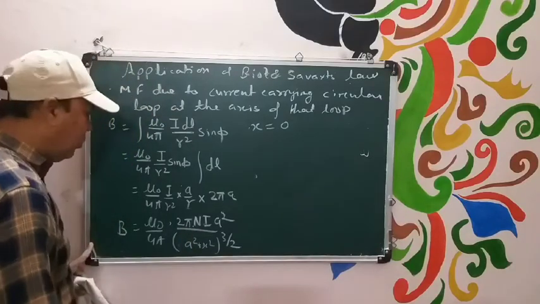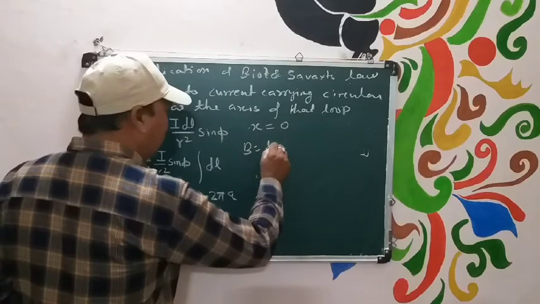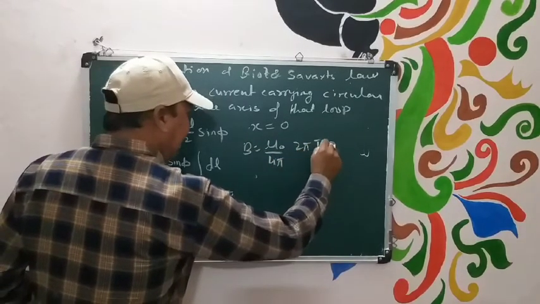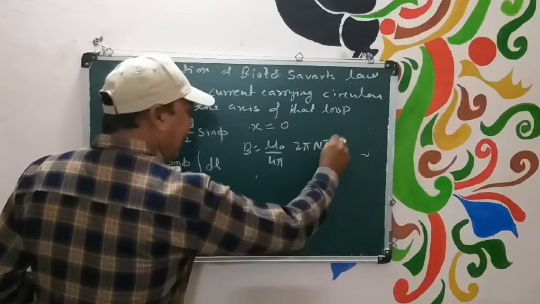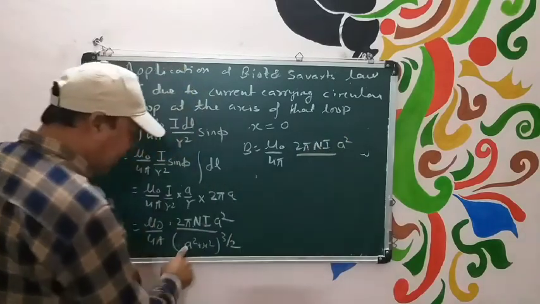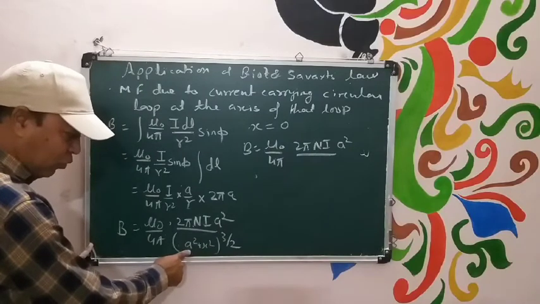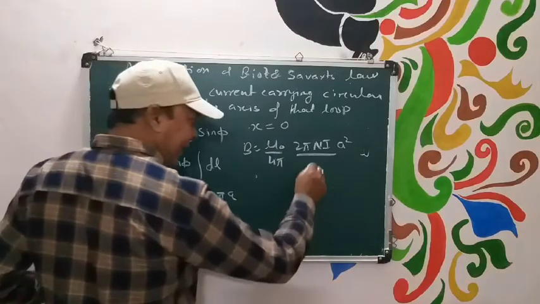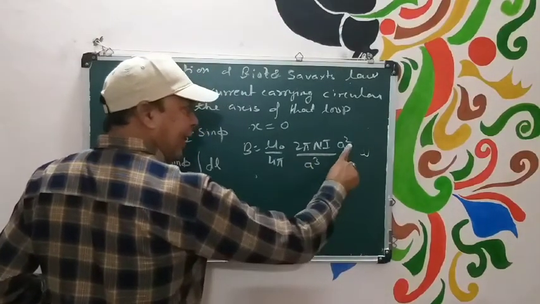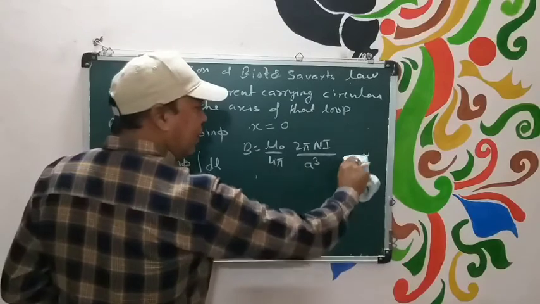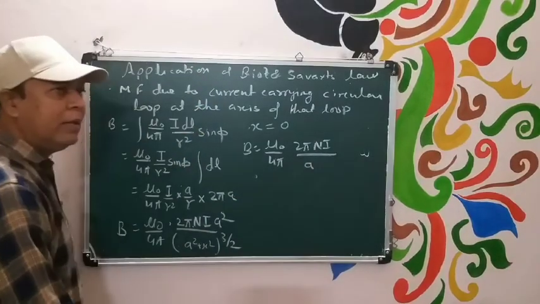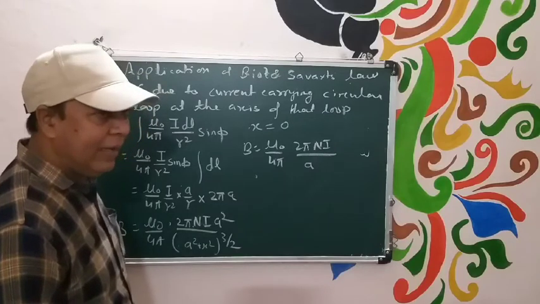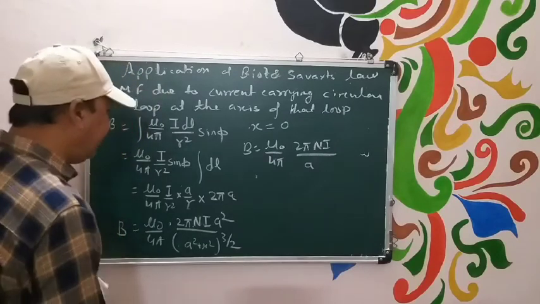So if you place x is equal to 0, तो क्या मिलने वाला है? B is equal to mu naught upon 4 pi 2 pi n I a square upon a square plus 0. That means a square. A square raised to power 3 by 2. 2 and 2 cancel. You will find a cube. So again a square and a cube cancel. You will find the same expression. यही expression हमें पहले मिला था. Mu naught upon 4 pi 2 pi n I by a. This should be the magnetic field.